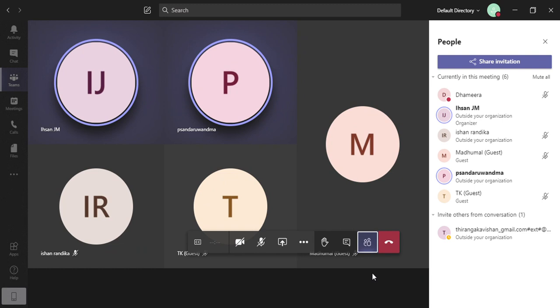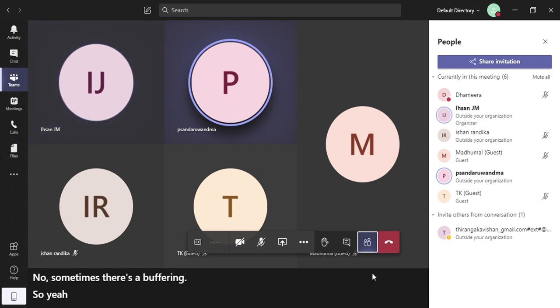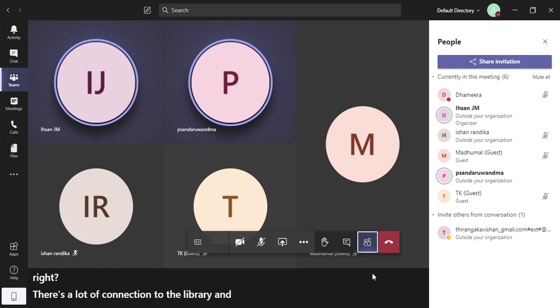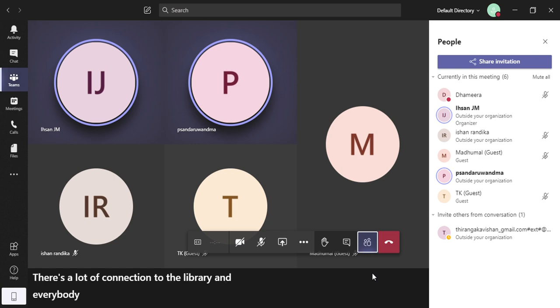Sir, are you still on the college network or are you using a separate router? No, college network. Why is that? Any issues? Sometimes there's buffering. There is only one router for the entire college, one ADSL connection for the entire college network. So that is the problem. Okay, that's why we have these issues, right? There's one connection to the library and everybody is using that network to browse. Then that will be an issue.